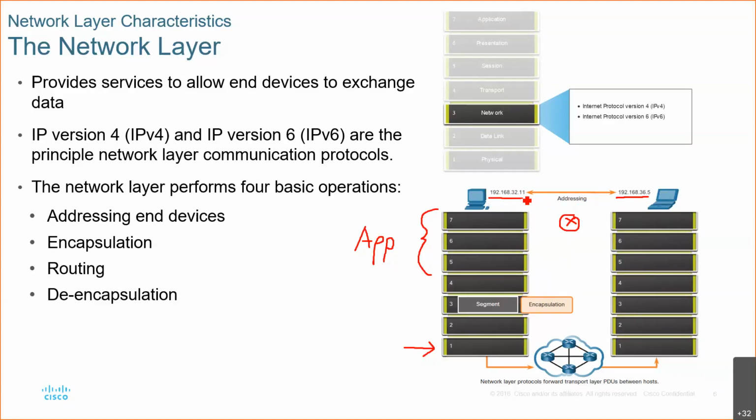So we can say the network layer has 4 main functions. Number 1, addressing end devices. What kind of address? Logical address. Number 2, encapsulation. Encapsulation of what?